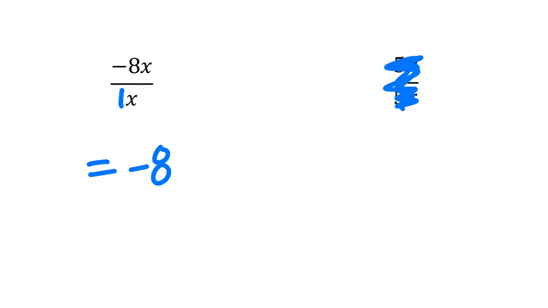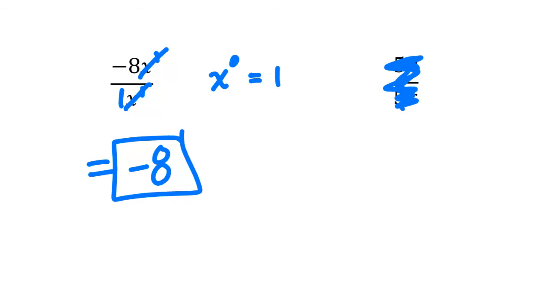And then for your x's, that's x to the 1st divided by x to the 1st. So 1 minus 1 is just going to be 0. So it'd be like x to the 0. But anything to the 0 power is just 1. So they just go away, right? You can think of it as, again, this x cancels out with this one. So your x's go away. It's just negative 8.